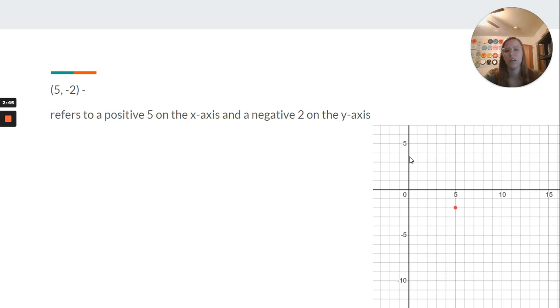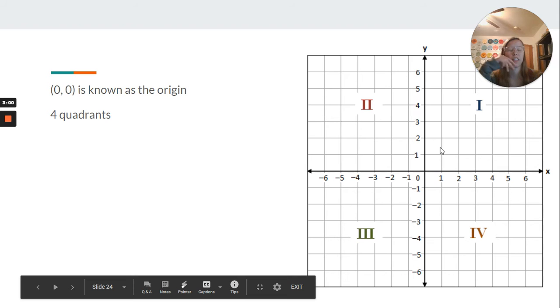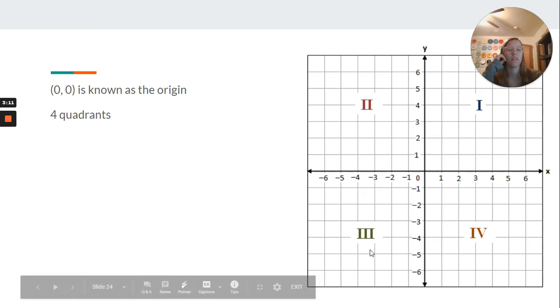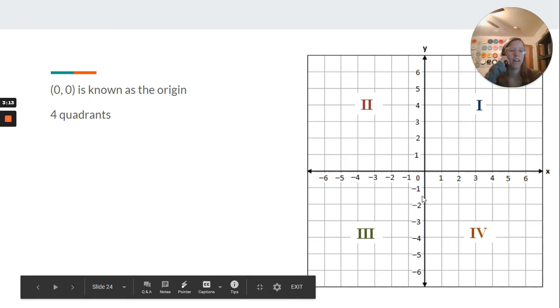Okay. We looked at coordinate planes. So 5, negative 2 refers to a positive 5 on the x-axis, which is the horizontal line, and a negative 2 on the y-axis, which is the vertical, up and down. We looked at the different quadrants. So 0, 0 is the origin. Quadrant 1 is both positive numbers. Quadrant 2 is going to be a positive y and negative x. Quadrant 3 is both negatives. Quadrant 4 is a positive x, negative y.